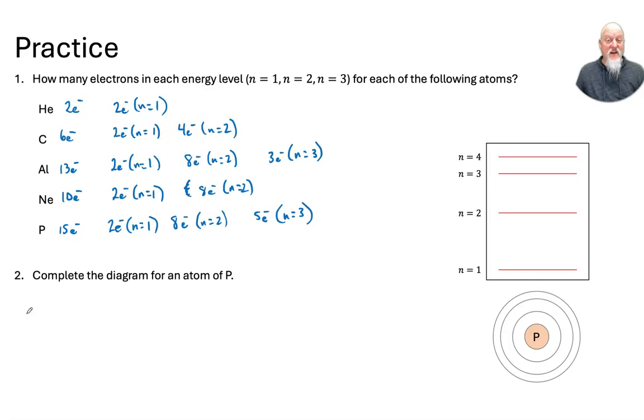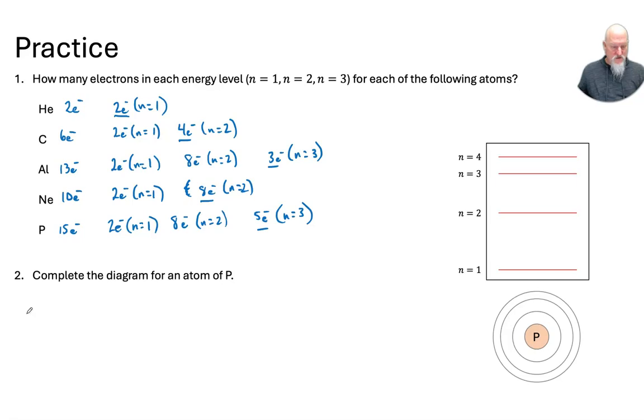Okay, and then the easiest way to look at valence electrons are the ones that are the farthest or in the highest level for each atom. So for helium, those 2 are the valence electrons. For carbon, those 4 are valence electrons. For aluminum, there's 3 valence electrons. For neon, there's 8 valence electrons. And for phosphorus, there's 5 valence electrons. So the number of electrons in the highest energy level is how many valence electrons there are.